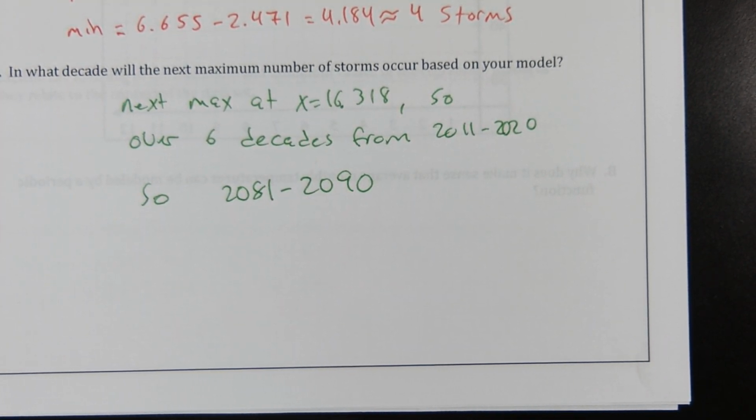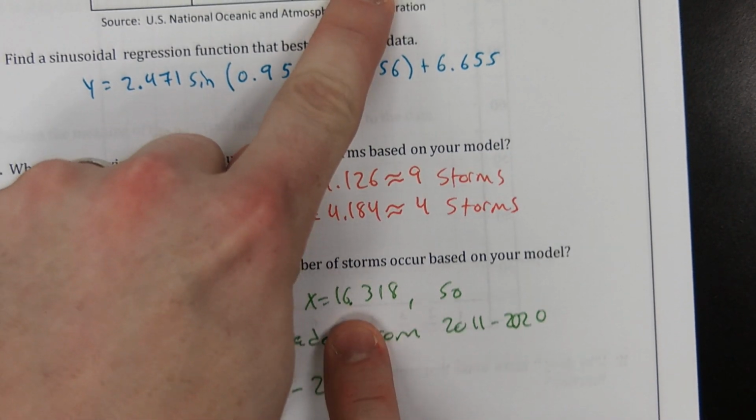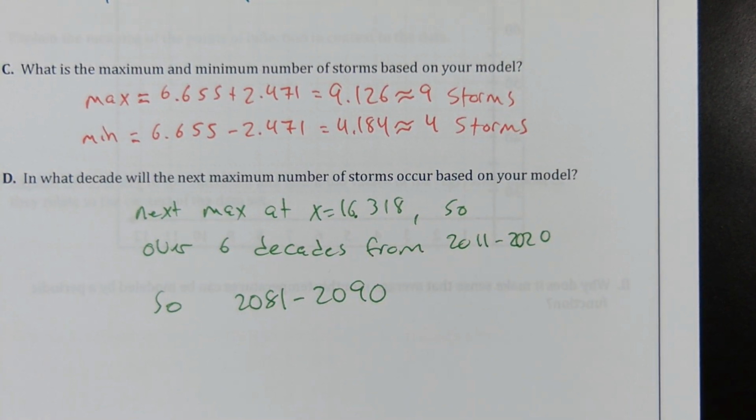Yes? Oh, where did I get 6 decades? Because this goes up to 10, and my next maximum happened at 16 and change. That's where the 6 came from. Yep.